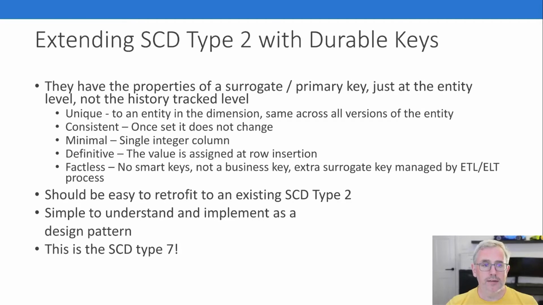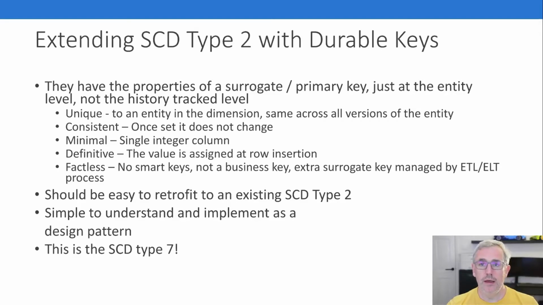Okay, so extending the type 2 to add the durable keys to try and make this a better solution. How can we do this? So the idea of type 2 with durable keys is that within the different versions for a given entity, for example customer, each one will have its own surrogate key. What we would like is to have a surrogate key that exists at the entity level. So all the different versions have their own surrogate keys. They have a durable surrogate key, which is like an extra surrogate key, that is for that individual customer, across history. And that should have some nice properties.